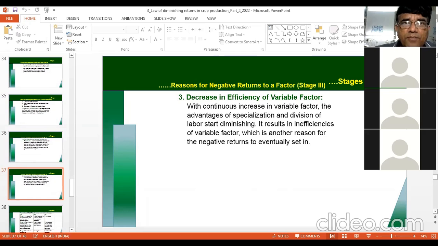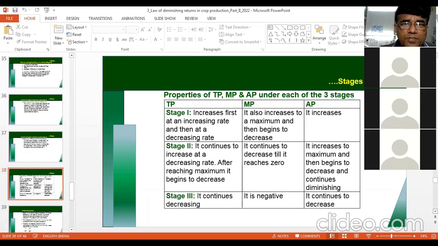With continuous increase in variable factor, the advantages of specialization and division of labor start diminishing. It results in inefficiencies of variable factor. Now see the properties of TP, MP, and AP under each of the 3 stages, stage 1, 2, 3. And you see in the rows TP, MP, AP. Stage 1, TP increases first at an increasing rate and then at a decreasing rate. MP in stage 1 also increases to a maximum and then begins to decrease.